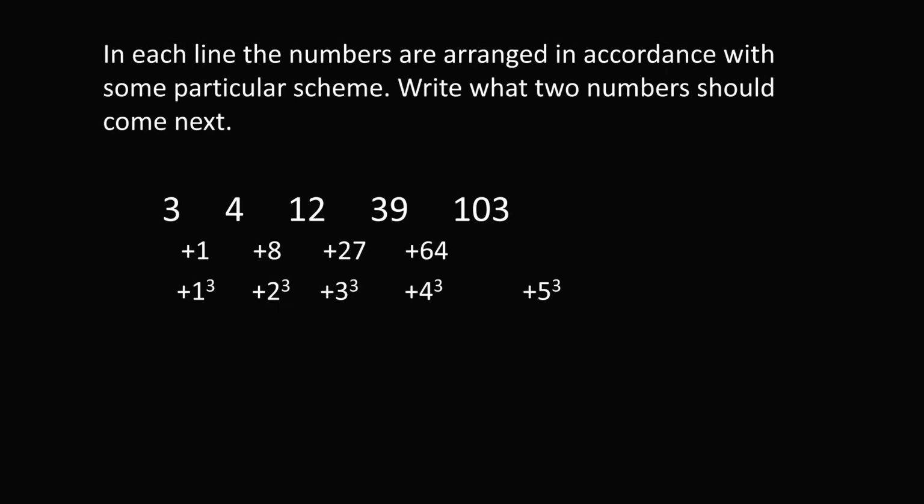So the pattern will continue if we add 5 cubed, which will be 125. 103 plus 125 will be 228. And then we add 6 cubed, which will be 216. And that gives us the last number, which is 444.